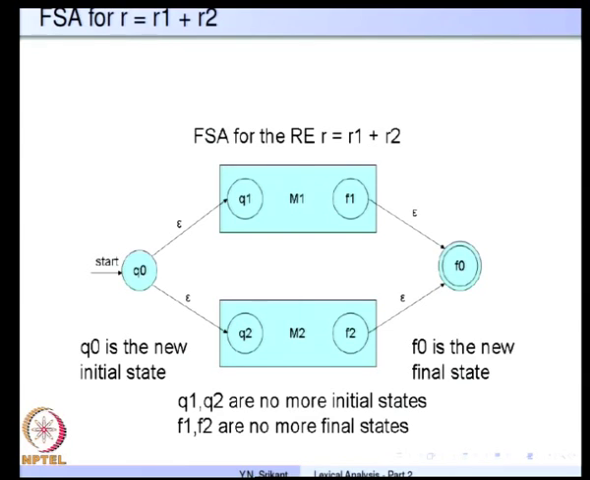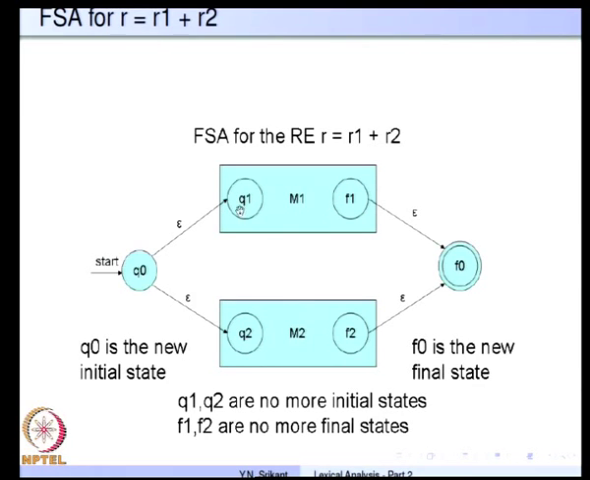Now, the next construction is for the operator plus, which produces the regular expression R1 plus R2 given the regular expressions R1 and R2. Mind you, this is inductive. R1 is smaller, R2 is also smaller than R1 plus R2. These are the two components. They really have fewer operators compared to the total of the operators in R1 plus R2. Therefore, inductively we can assume that there is a machine M1 for accepting the language of R1. Similarly, another machine M2 for accepting the language of R2. So, this is the inductive hypothesis.